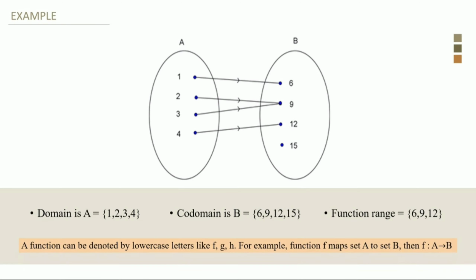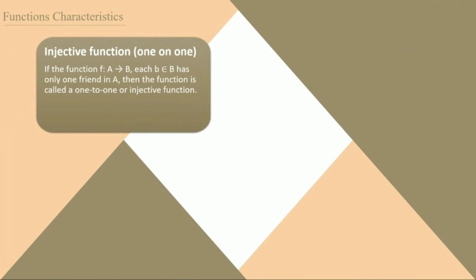A function can be denoted by a lowercase letter like f, g, h. For example, if function f maps set A to set B, then f is a function from A to B. The last explanation is about function characteristics. First, injective functions or one-to-one. If f is a function from A to B, and each element of B has only one friend in A, then the function is called one-to-one or injective.